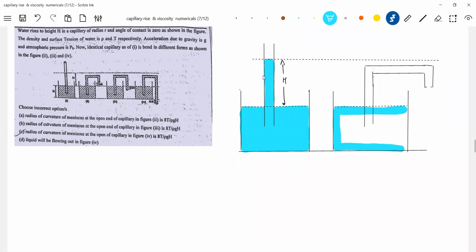Siphon, I think this problem is based on siphon. When we were discussing siphon, we didn't bother about surface tension because at that time we didn't have the idea. Now, the siphon works based on surface tension. Let me show the liquid.